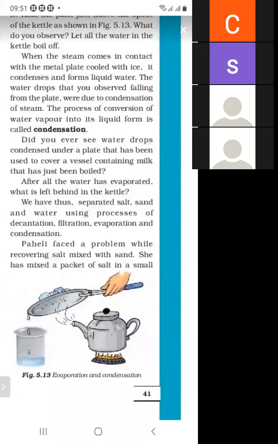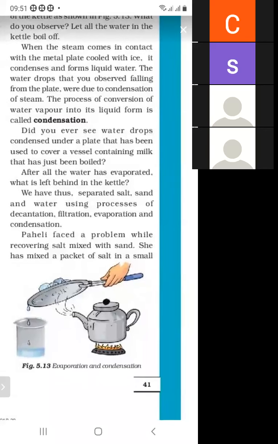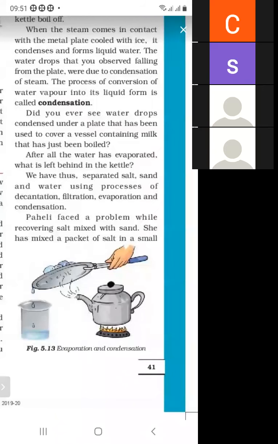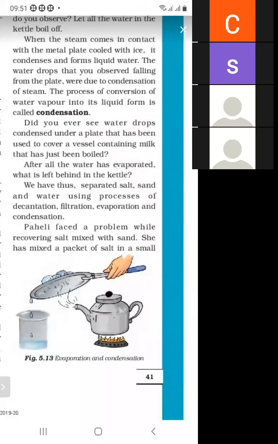Did you ever see water drops condensed under a plate that has been used to cover a vessel containing milk that has been boiled? And after all the water has evaporated, what is left behind in the kettle?